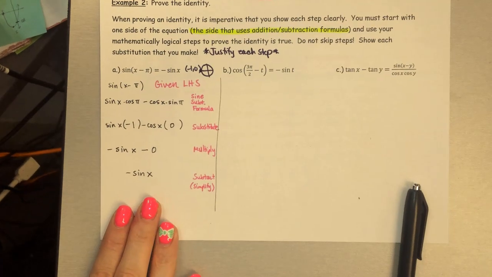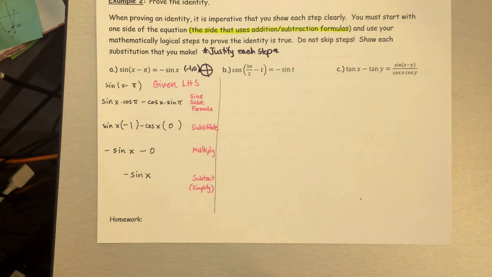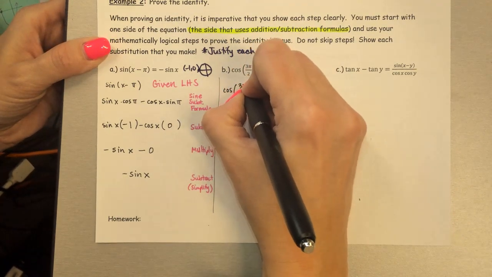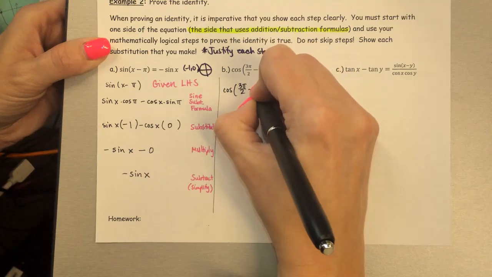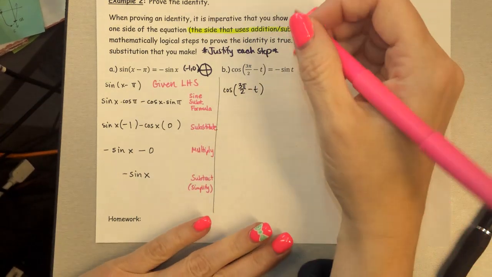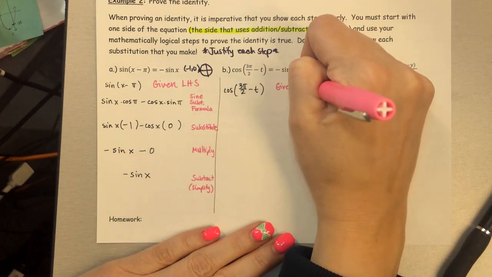So with these formulas, a lot of them have a pattern to them, which is kind of nice. So for B, we're going to start off again with our side that has the subtraction formula. So we're given the left-hand side.